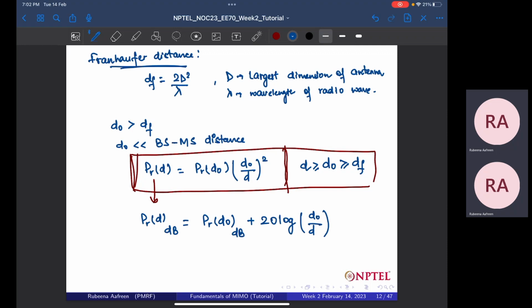And since this d is greater than d naught, this term would basically be negative, which will be leading to decay, 20 dB per decade. So the decay would be 20 dB per decade. This is an important concept, so I will highlight this also.